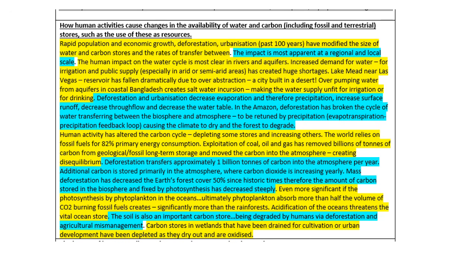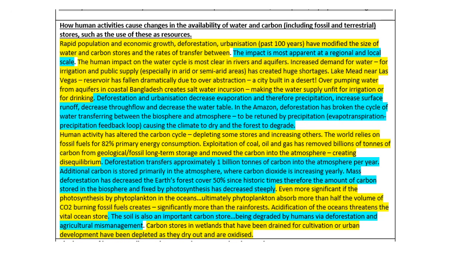So places like Lake Mead in Las Vegas, the reservoir's fallen dramatically as we over-abstract water to feed a city built in a desert. So we're over-pumping that water from aquifers also in places like Bangladesh, which means the salt water gets in, which makes the water supply unfit for use for irrigation or drinking.